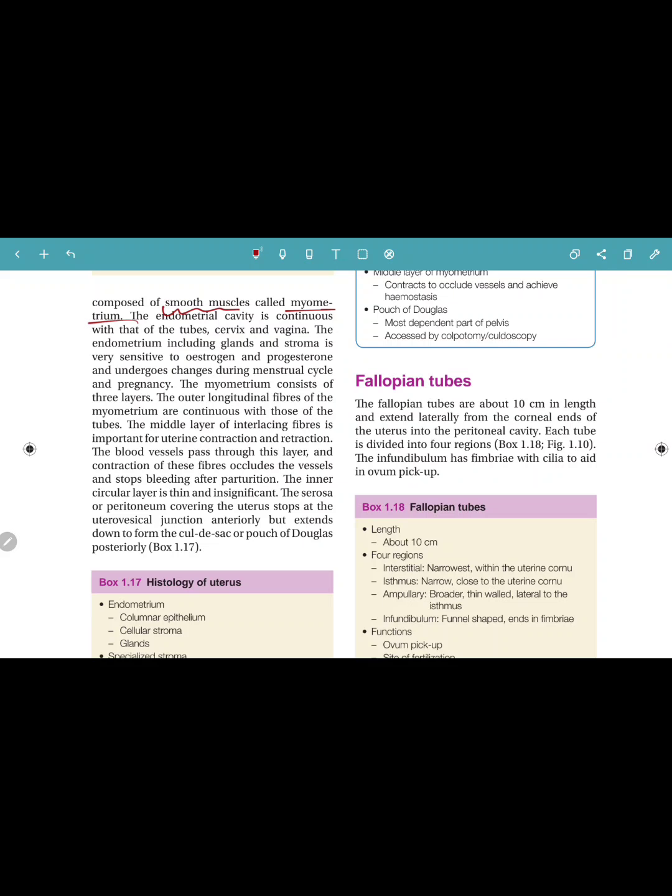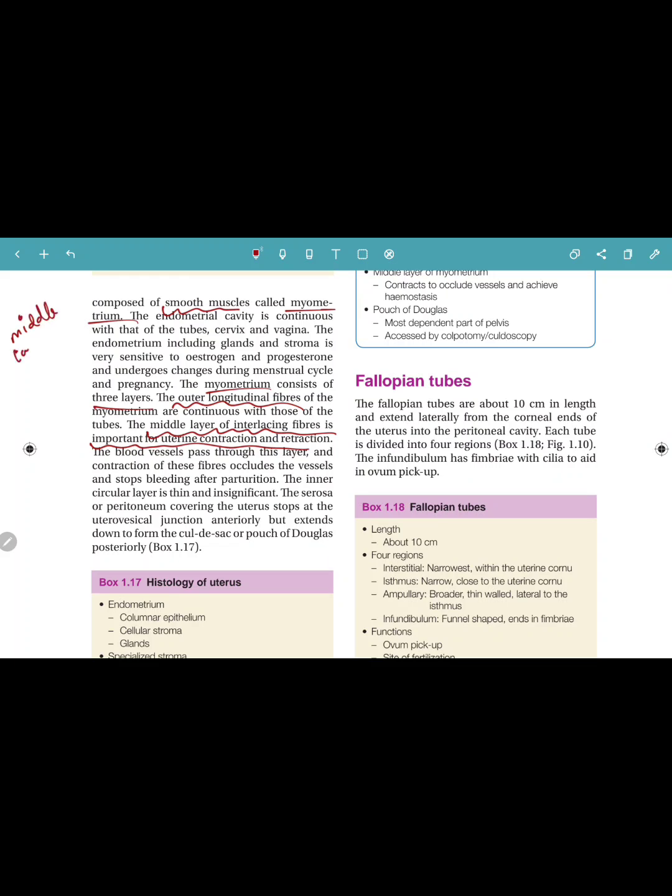The myometrium consists of three layers. The outer longitudinal fibers of the myometrium are continuous with those of the tubes. The middle layer of interlacing fibers is important for uterine contraction and retraction. Very important.